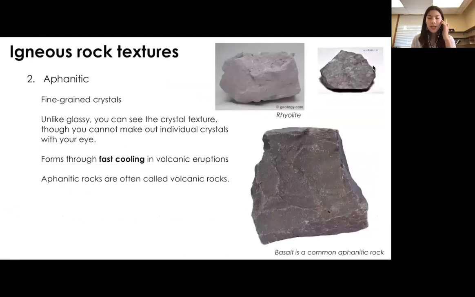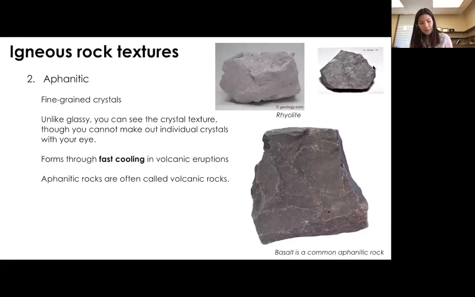The next texture here is going to get us into a crystalline form. This is aphanitic. Aphanitic igneous rocks have fine-grained crystals. They're generally fine enough that you can't see individual crystals with your naked eye. You can tell that there is some crystal structure, and if you had a magnifying glass like a hand lens, so a handheld magnifying glass, you would be able to start to see those crystals under magnification.